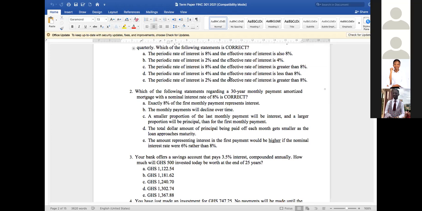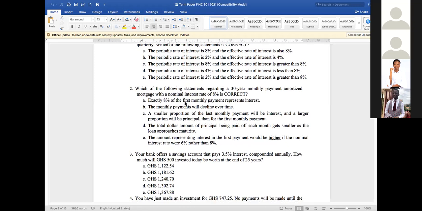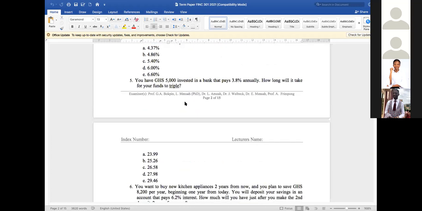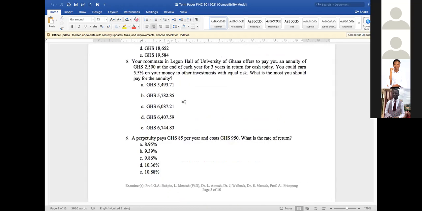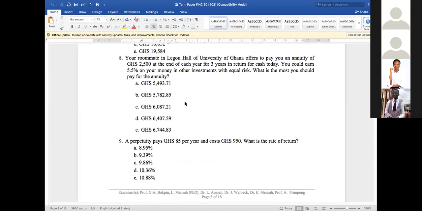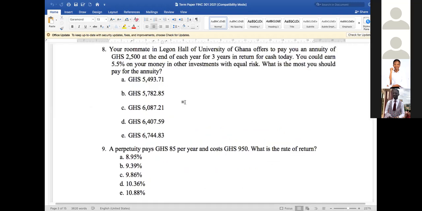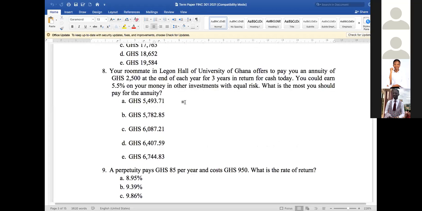Okay. So, Rabna, can you move to question number 8? I want you to solve, and then I'll ask questions, then you solve and tell me what the answer should be. Okay, so question 8. Your roommate in Legon Hall, or let's say you're an investor, but whoever it is, offers to pay you an annuity of 2,500 at the end of each year for 3 years in return for cash today.